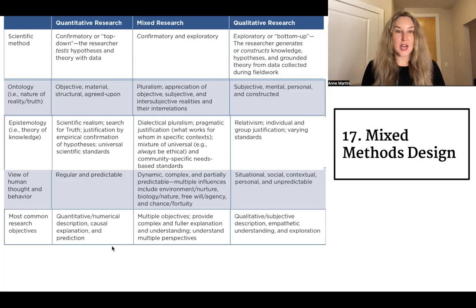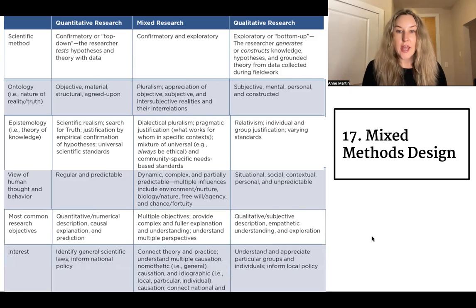So the research objectives. In quantitative research that is confirmatory: description, trying to find causal explanations or correlational relationships, prediction based on some of those statistical models that they can use for analysis. And then qualitative research: description, understanding, exploration. And then mixed research has multiple objectives. And we're going to get into that in this chapter too, about some of the main research purposes that are associated with mixed research.